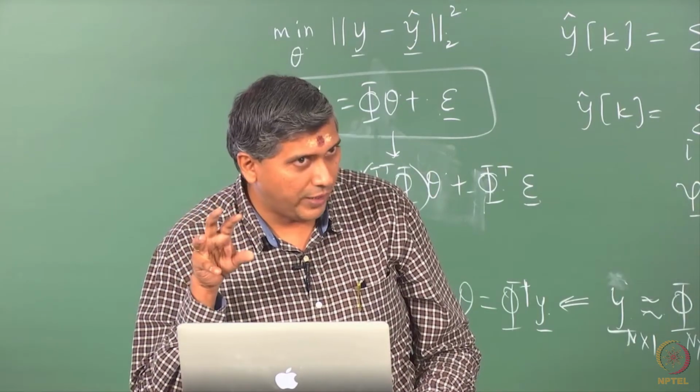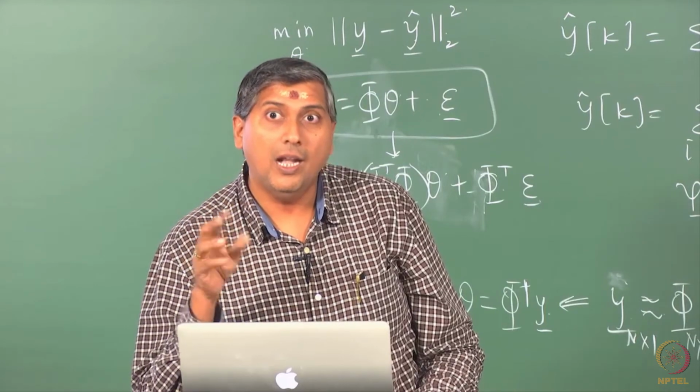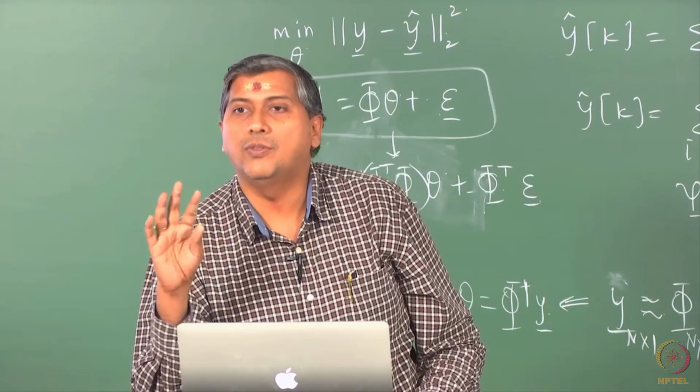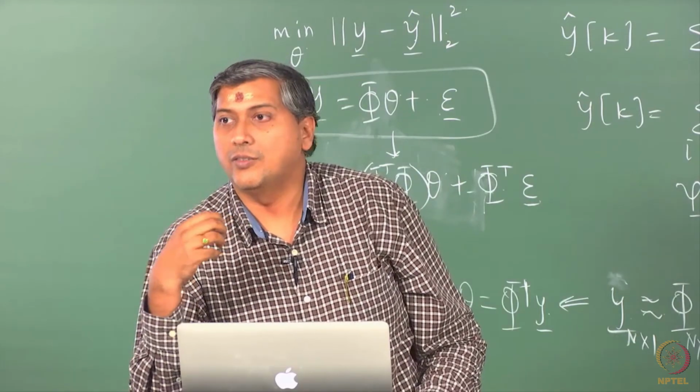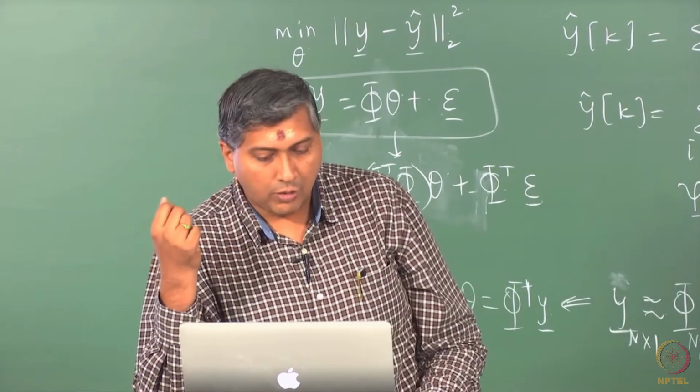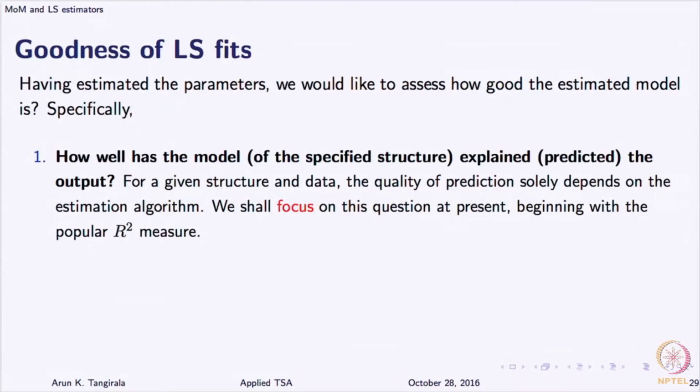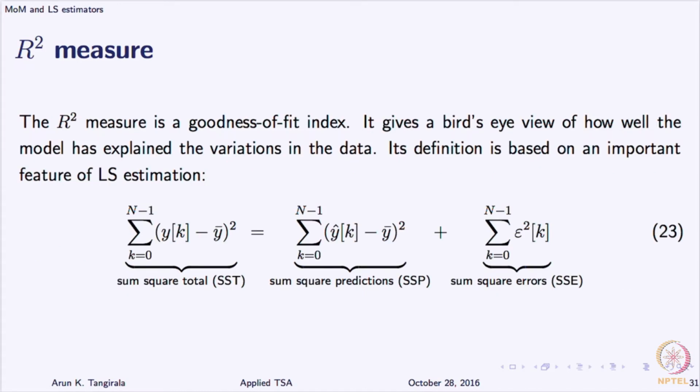One is telling about the goodness of the fit obtained by the model and the estimation method, and the other is talking about whether there is scope for improvement, whether there are further refinements that are necessary. So, here we are asking the first question: how well has the model explained or predicted the given y? And usually you will come across measures like R-square, or adjusted R-square. We will just briefly talk about that and come to the second question.